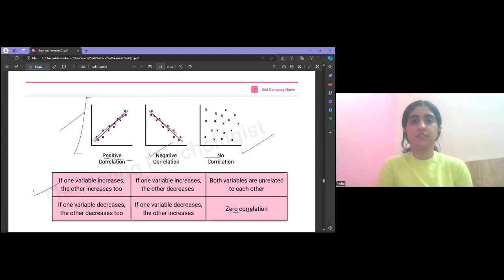And in the last graph, you can see that the different dots are very scattered. That tells us that the relationship is weak because they are not forming any linear line. So you can see that they're scattered, which means that the relationship is very weak.